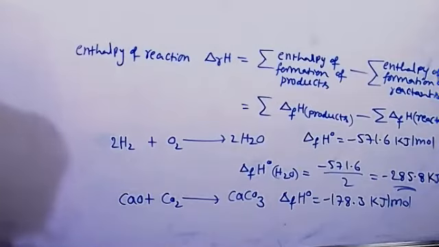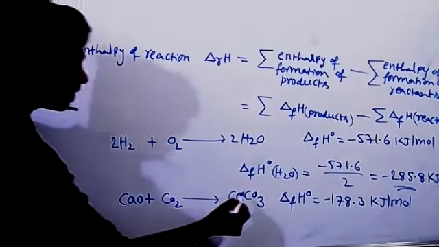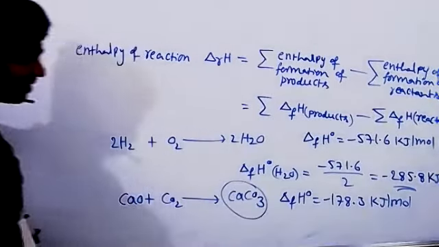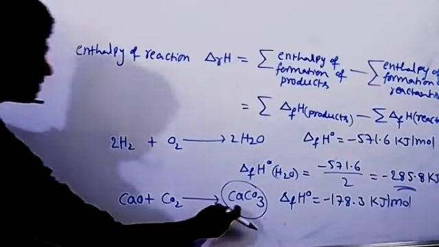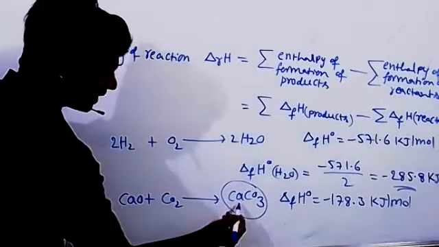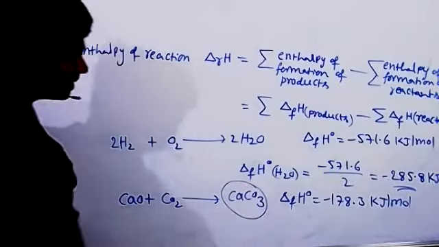The correct reaction is where the compound is obtained from its elements, not from its compounds. CaO is a compound, not an element. CO2 is also a compound, not an element. See in the statement, 1 mole of compound is formed from its elements. So CaCO3 is obtained from element calcium, element carbon, and element oxygen.